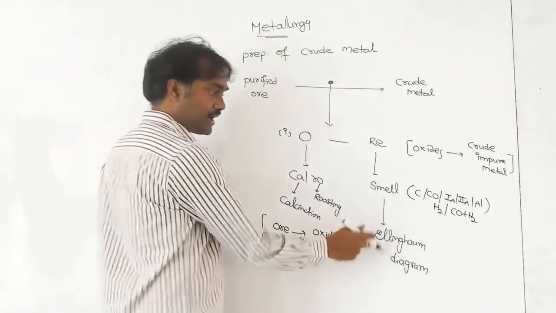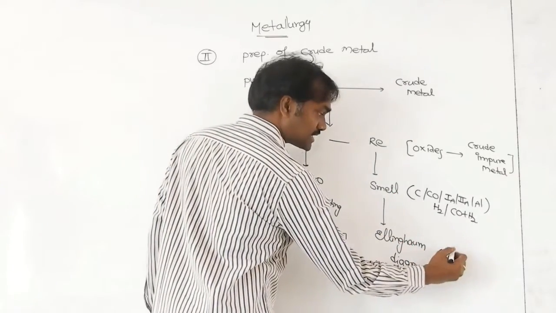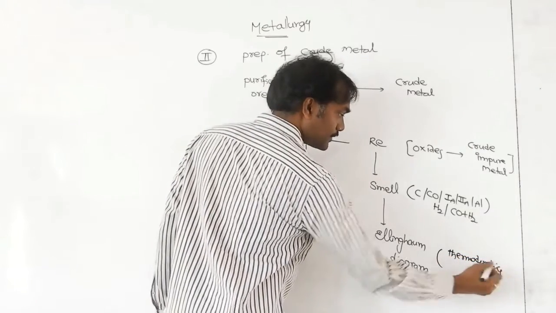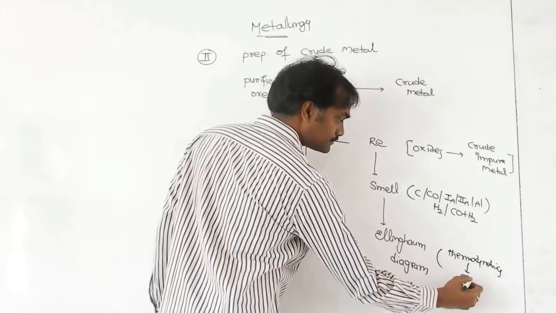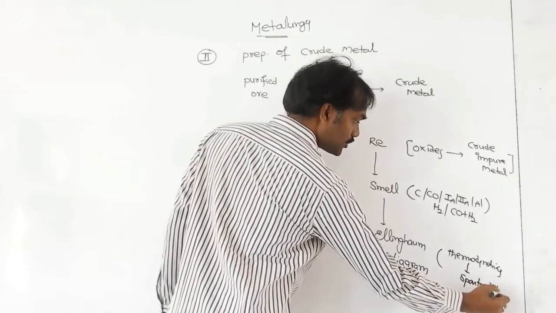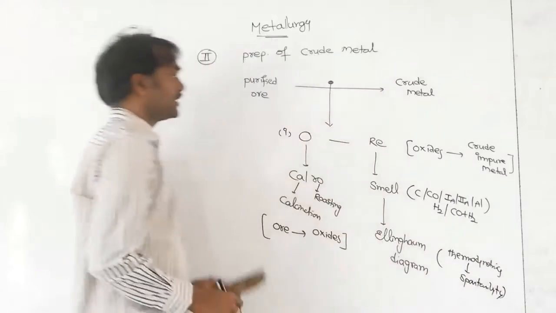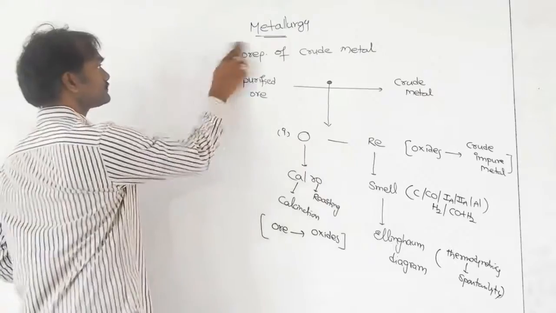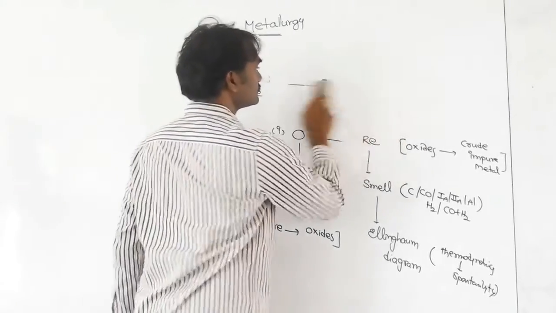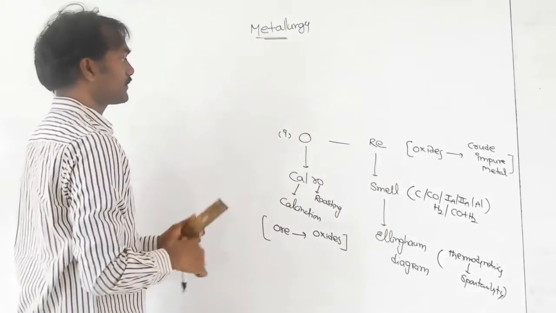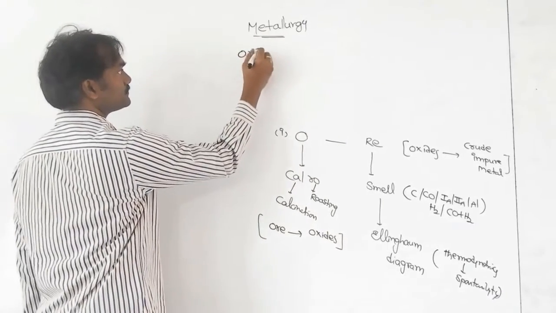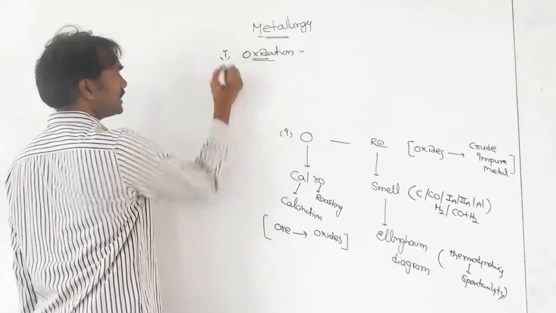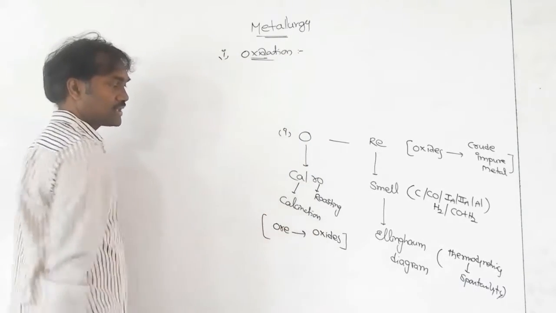Next, what the Ellingham diagram explains is the support of our thermodynamics, namely spontaneity. We are going to discuss this. First, we discuss oxidation. Already we discussed that in oxidation the ore is converted into oxides.